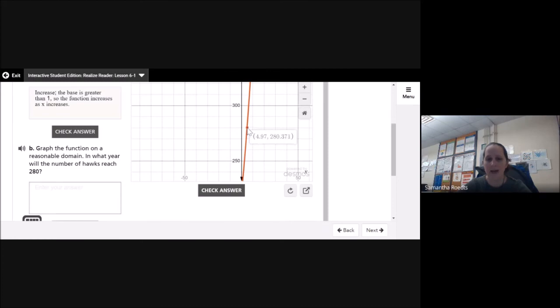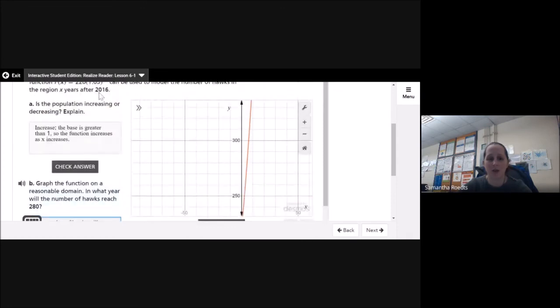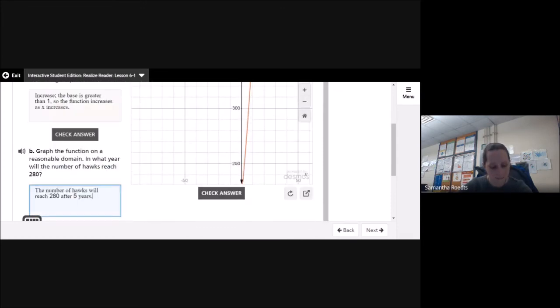All right, so here's 280, it's 4.97, so roughly 5. So after 5 years, hawks will reach 280. The first year was 2016, so 2016 plus 5 gets me to about 2021, so it would be around 2021, probably near the beginning of the year or at the end of 2020.